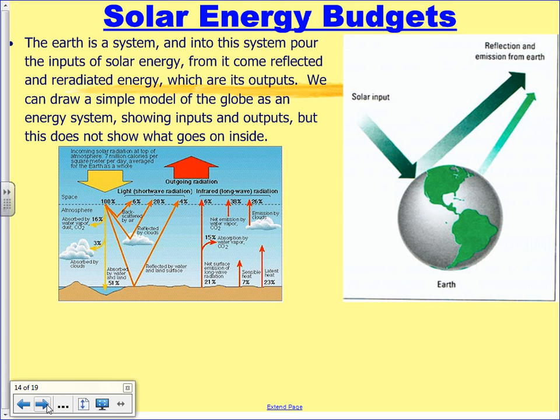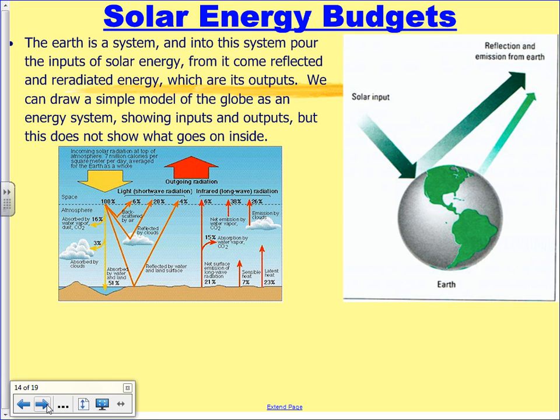We can draw a simple model of the globe like this. We have solar input and reflection and emission from the Earth. A lot of it gets reflected away. Some of it gets absorbed, just enough for us to maintain life on Earth and a constant temperature and things like that.